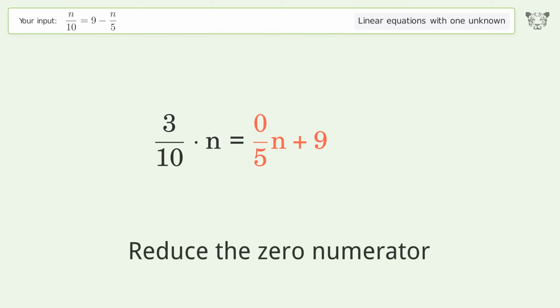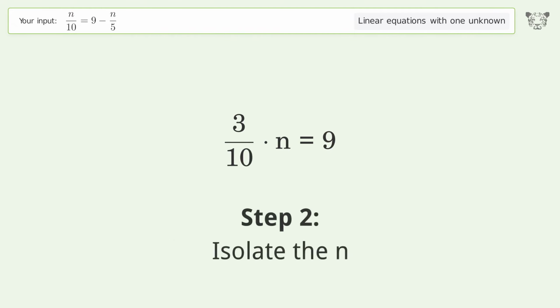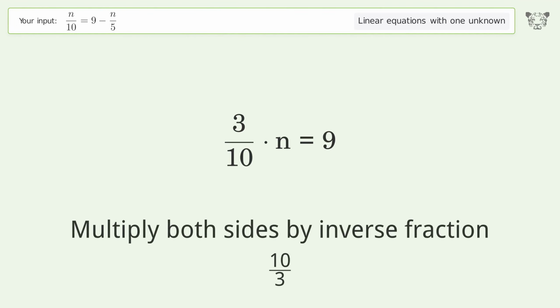Reduce the zero numerator. Simplify the arithmetic. Isolate the n. Multiply both sides by inverse fraction 10/3.